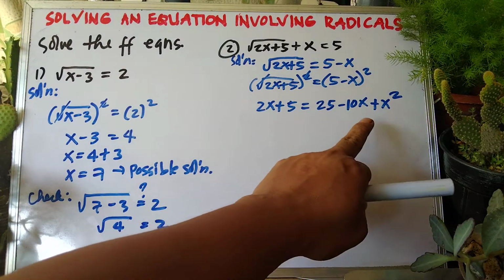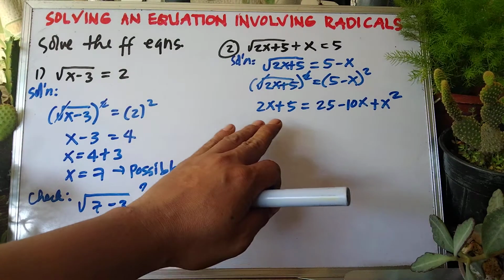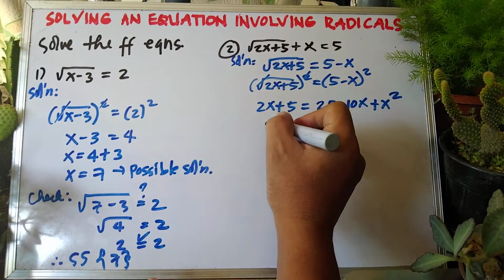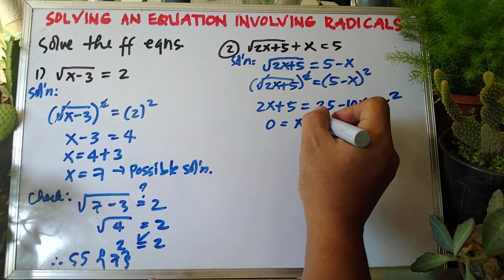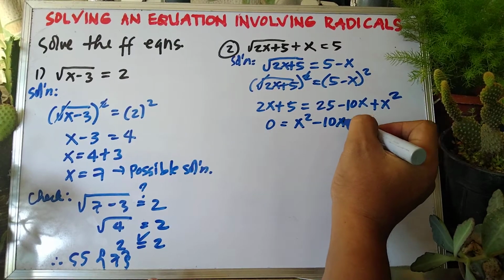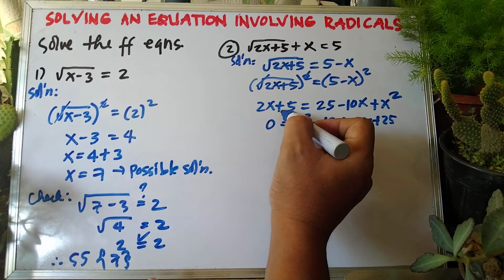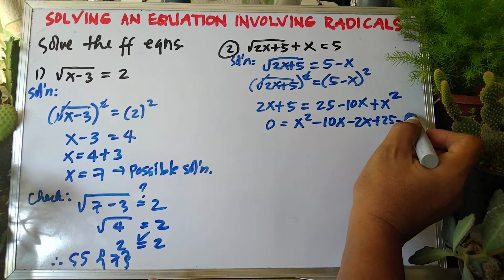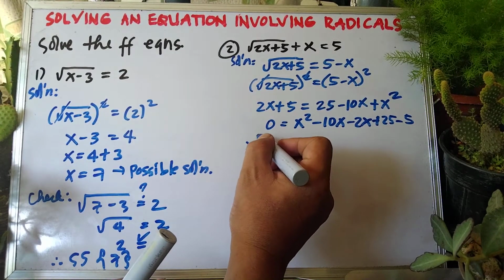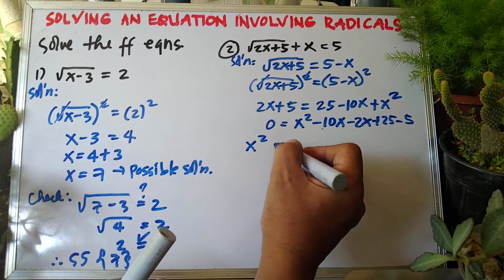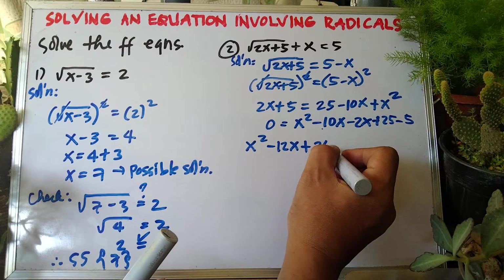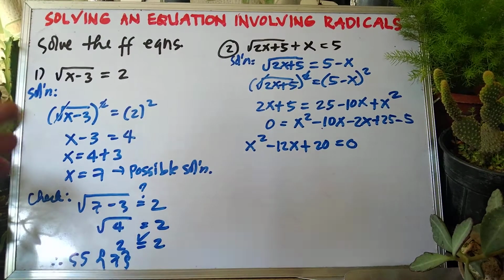Since x squared dito is positive na, all we need to do is we transpose all the other terms to the right side of the equation. Okay, we will arrange x squared minus 10x. 2x will become negative 2x plus 25. Then positive 5 will become minus 5. Okay? So, i-write natin yan. That is x squared. Negative 10 minus 2 is negative 12. Correct? Plus 25 minus 5 is 20. Is equal to 0.